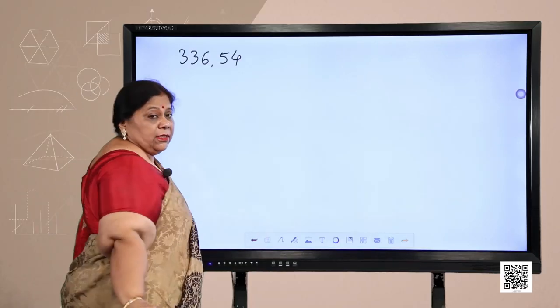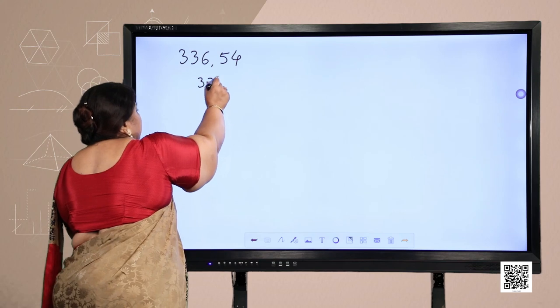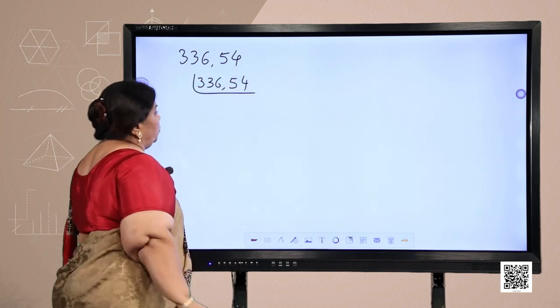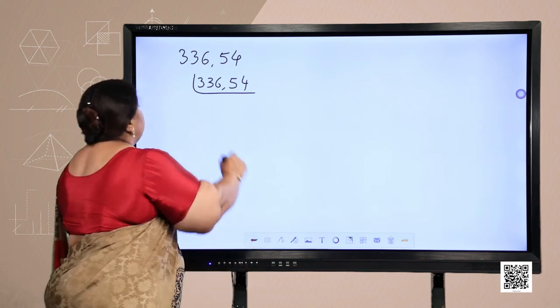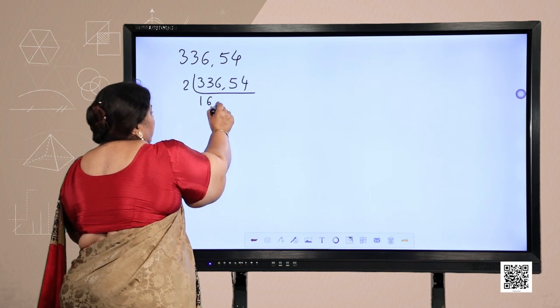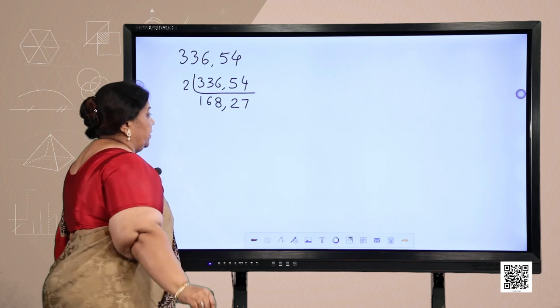Let us find out LCM and HCF of 336 and 54. 2 is the smallest prime number. Let me start with that. 2 1s are 2, 2 6s are 12, 2 8s are 16. And 2 2s are 4, 2 7s are 14.